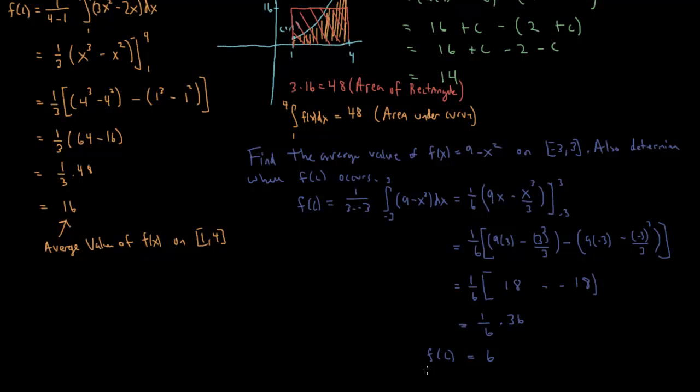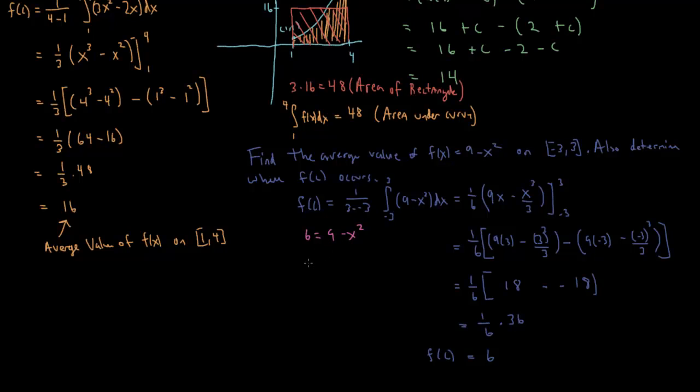So if this is the average y value, how might we figure out where that average y value occurs? That's just a purely algebraic question. We set 6 equal to 9 minus x squared and solve for x. These will give us the x values where that average value occurs on f.